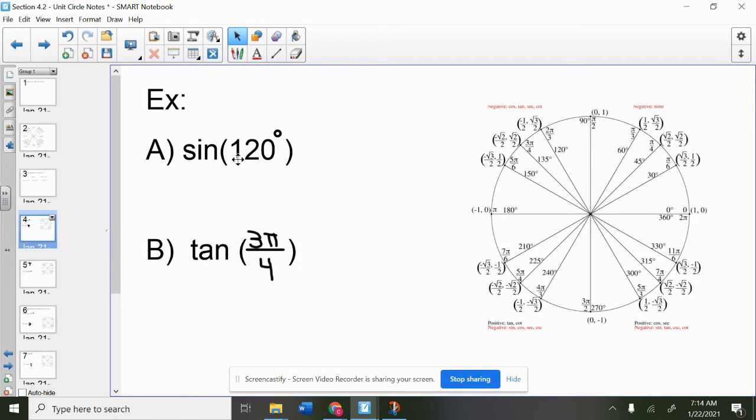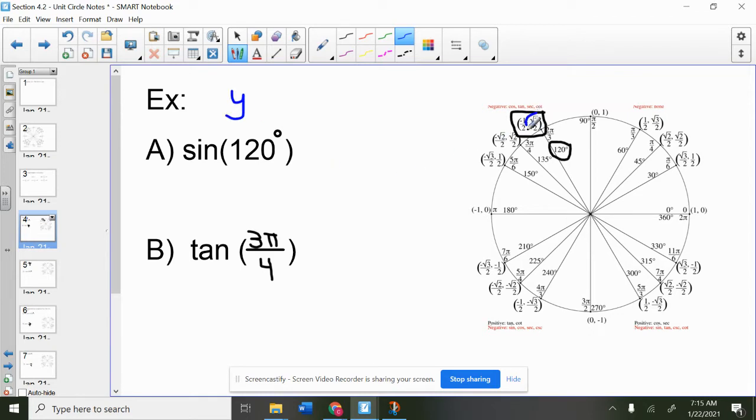Okay, so let's do an example. It says the sine of 120 degrees. First, you have to find 120 degrees. Look on your circle: on the inner part you see the degrees, and on the outer part you see the radians. So there's 120. I need to look at these coordinates. Now, that's not my answer. This is dealing with sine, and sine deals with y. So what's the y value here? X, y. The y value would be radical 3/2. So that's simply my answer. In this case, this is equal to radical 3/2.